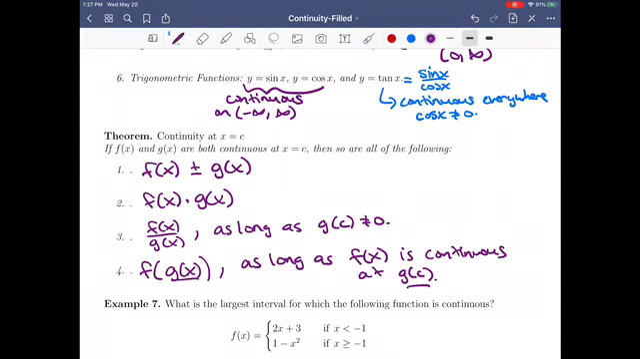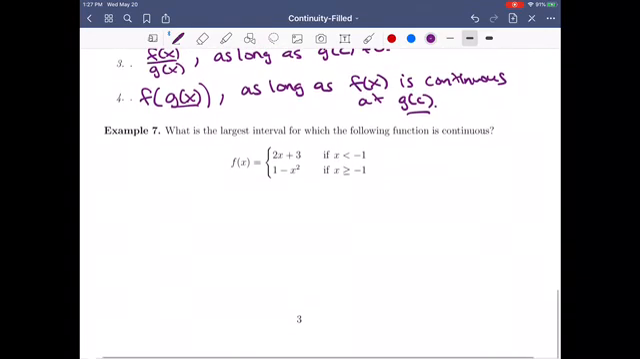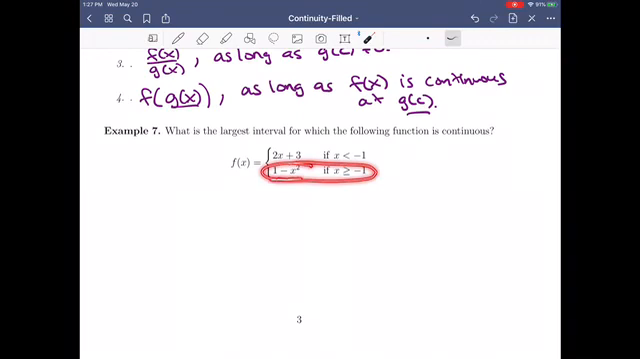So one more example. What is the largest interval for which this function is continuous? So this is a piecewise function. When I'm less than -1, I have to use this piece, and when I'm bigger than -1, I use this other piece.